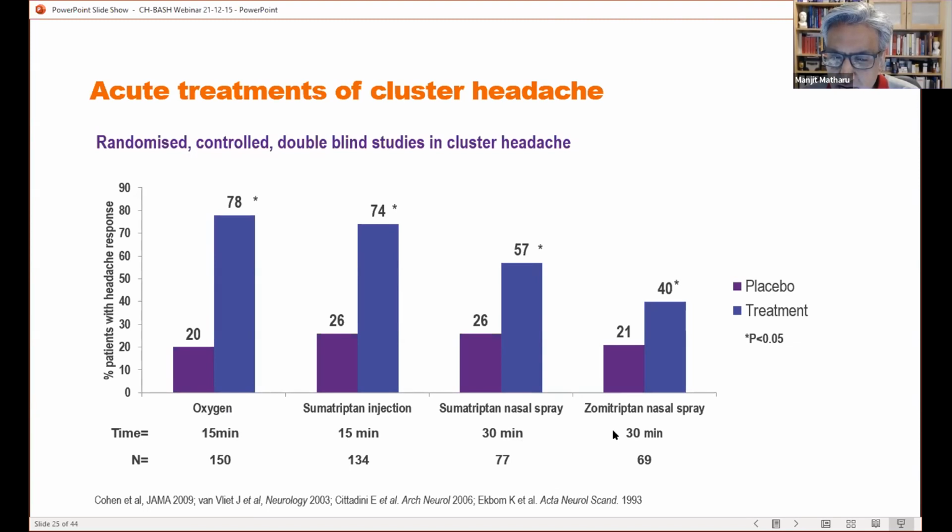The nasal triptans are beneficial, but they're nowhere nearly as effective as subcut sumatriptan. About 50% of the patients respond at 30 minutes, so it's a longer duration to response. Though some patients do like it because it's more convenient than having an injection. My preference is always to go with the sumatriptan injections and oxygen rather than the nasal triptans.